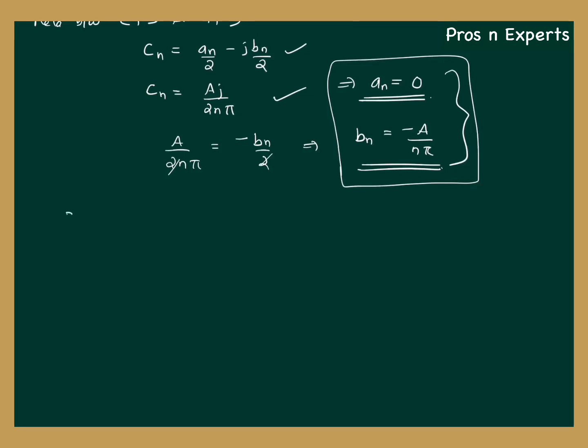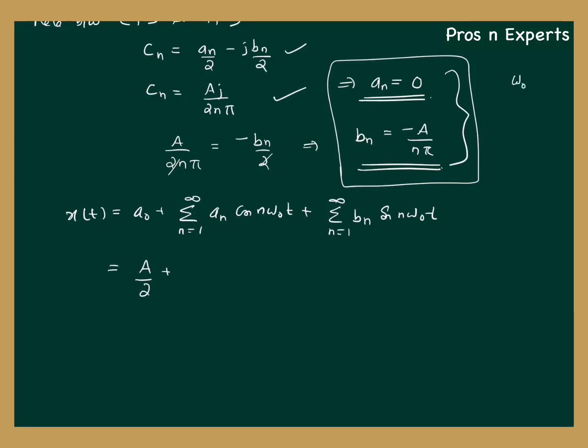And once you know this, what is the signal? Signal x of t is equal to a0 plus sigma n equal to 1 to infinity an cos n omega 0 t plus sigma n equal to 1 to infinity bn sin n omega 0 t, right? That is equal to a0. We have already calculated a0's value as A by 2, plus sigma n equal to 1 to infinity an cos n omega 0 t. Omega 0 was 2. Omega 0 equal to 2. Okay.